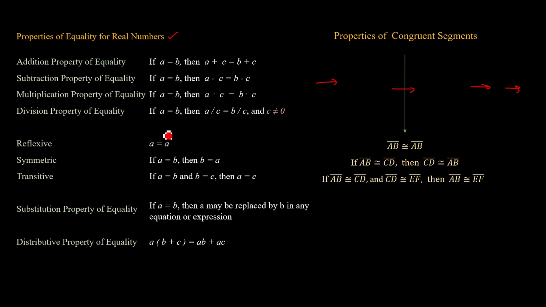And I have suggested to you before that you should be able to articulate all of these in the if-then conditional statement form. So the multiplication property of equality for real numbers, for example, would state if A equals B, then A times C equals B times C, like that. And then properties of congruent segments, for example, the transitive property of congruent segments states that if segment AB is congruent to segment CD and segment CD is congruent to segment EF, then segment AB is congruent to segment EF. Those all you should know and be able to articulate.